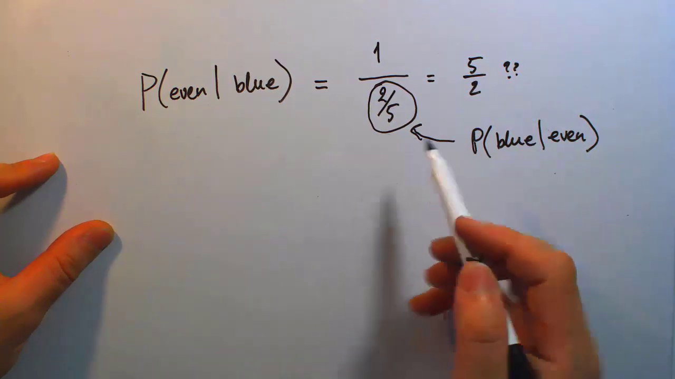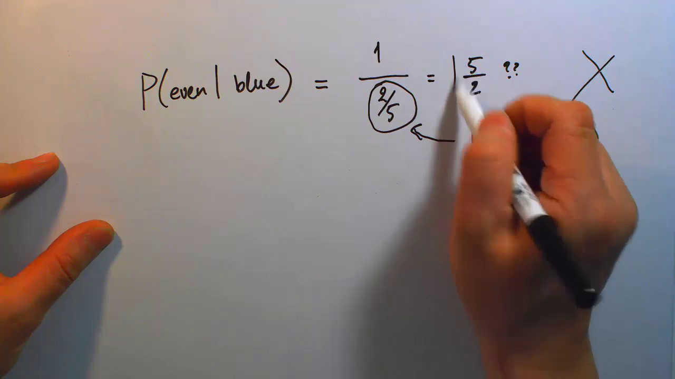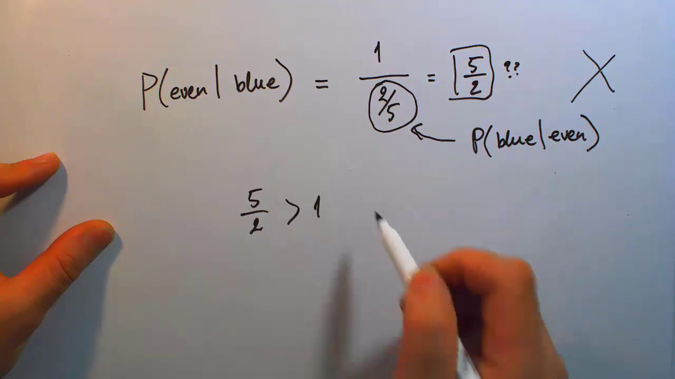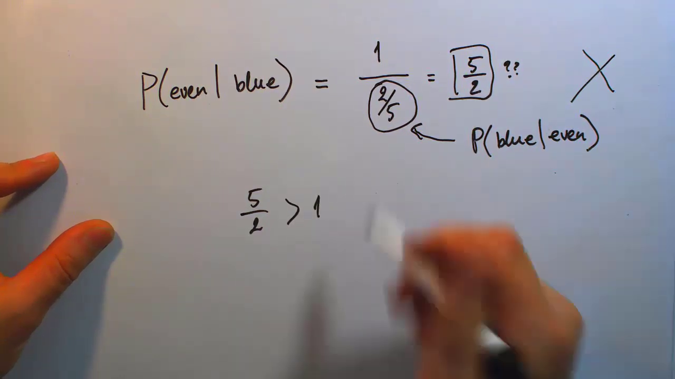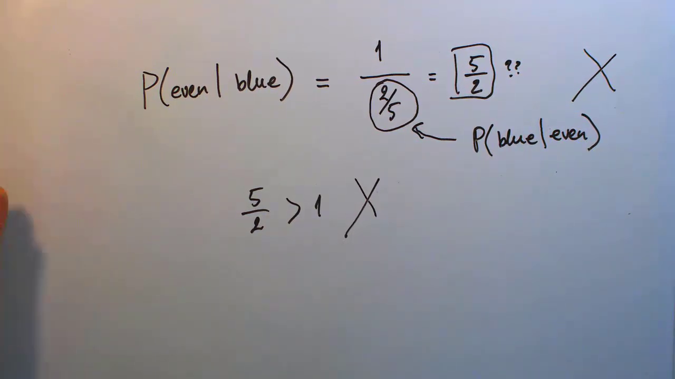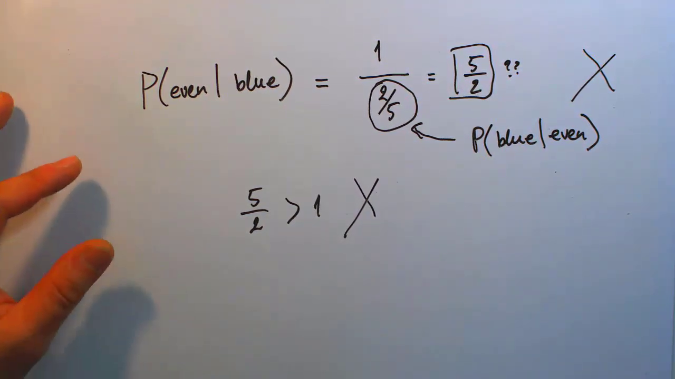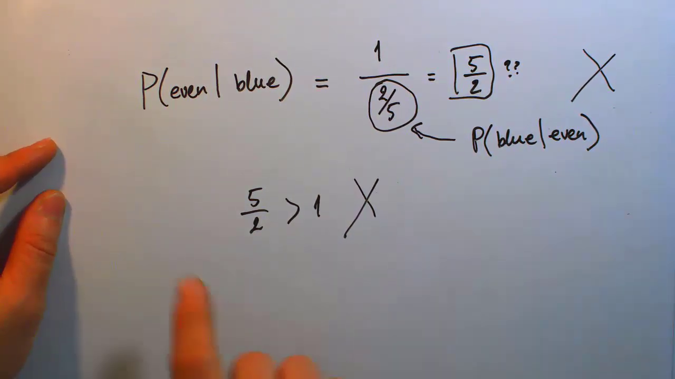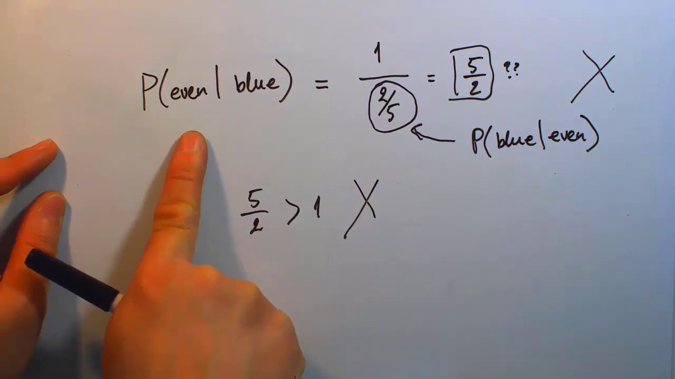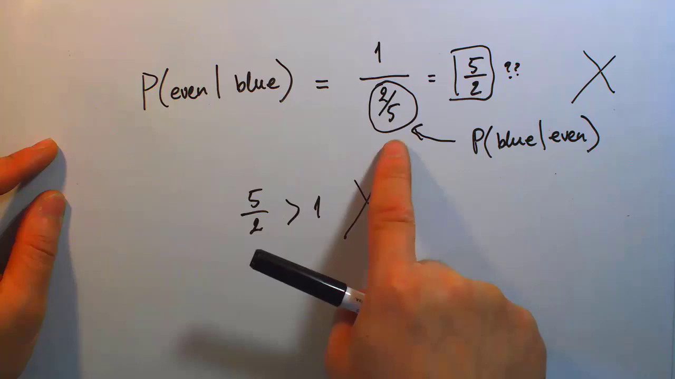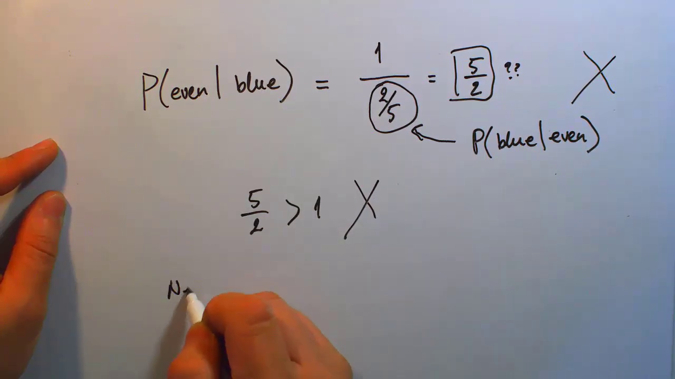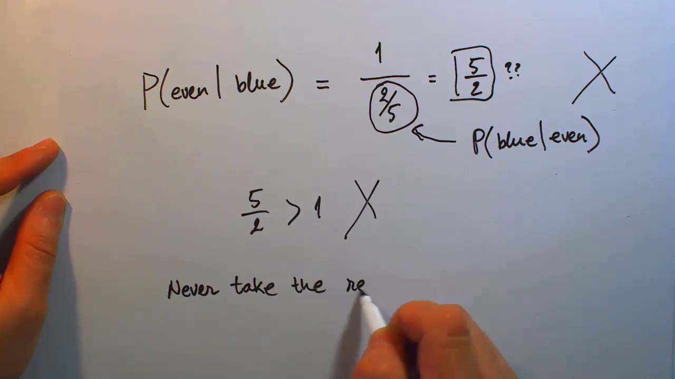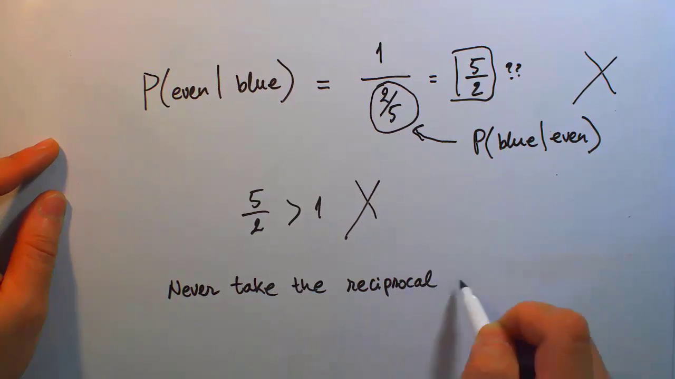The number one mistake is that the answer we have here is way above 1. 5/2 is greater than 1, and this is a huge violation in the world of probability. We can't have an answer that's greater than 1. It also brings another understanding here, not too important, but good to take away: anytime you're working with probability, we will never flip a fraction. We will never take the reciprocal of a probability.